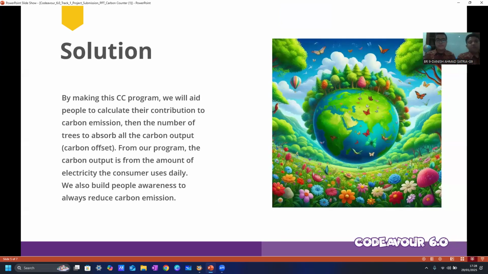Solution. By making this program, we will aid people to calculate their contribution to carbon emission, then the number of trees to absorb all the carbon outputs from our program. The carbon output is from the amount of electricity the consumer uses daily. We also build people's awareness to always reduce carbon emission. And so let's get straight to our project.